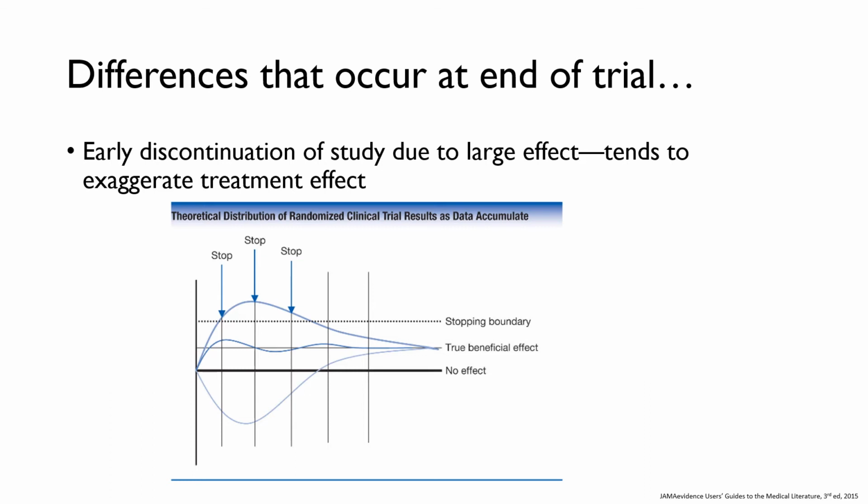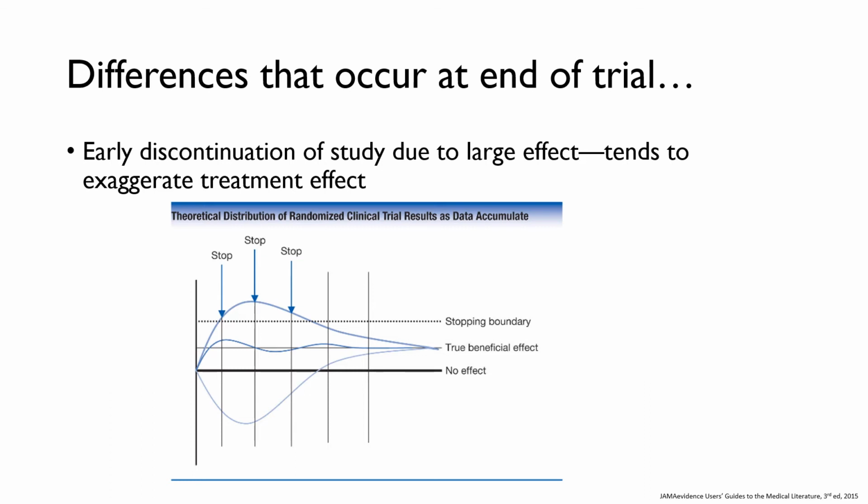Another difference that can occur at the end of the trial occurs when there's early discontinuation of a study due to a large effect, either harm or benefit. And this has been shown to exaggerate treatment effect consistently. And so here's a theoretical example of how this might happen. So here, this is time, and this is beneficial effect and harmful effect, and this is no effect. And let's just say for argument purposes, this is the true effect right here, okay?